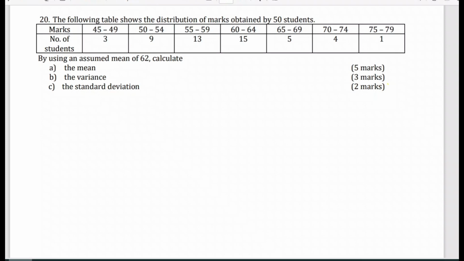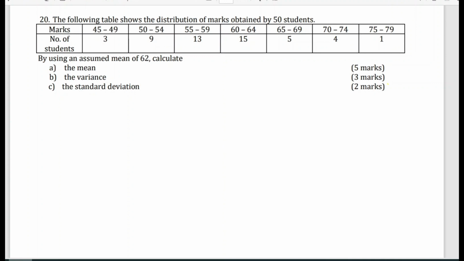Welcome, student. Today we are going to look at Statistics 2 in Form 4. We are going to calculate the mean, variance, and standard deviation from the given frequency distribution table above.